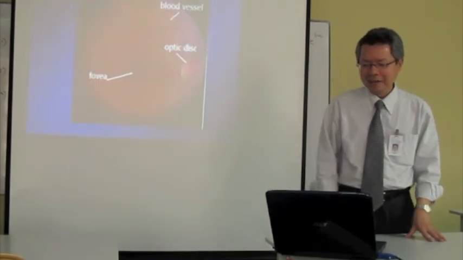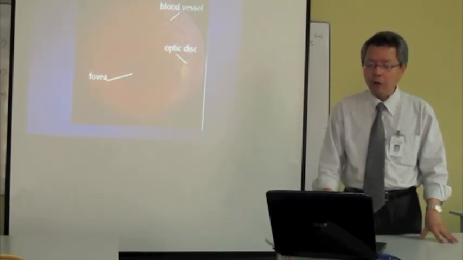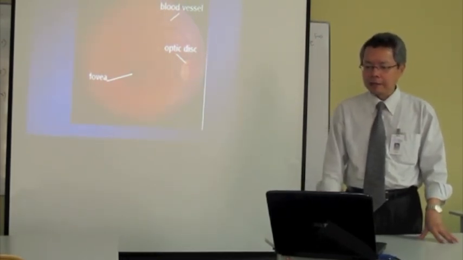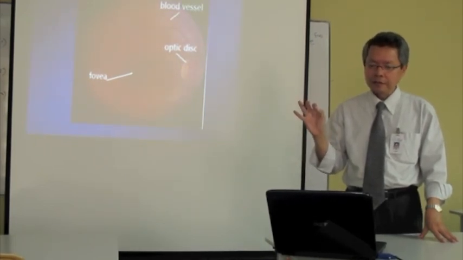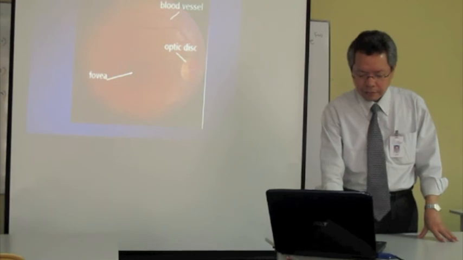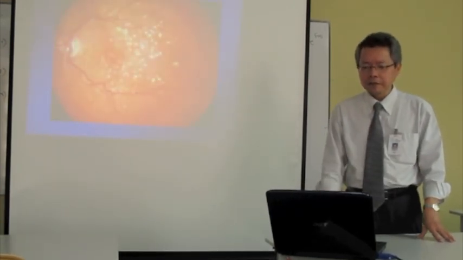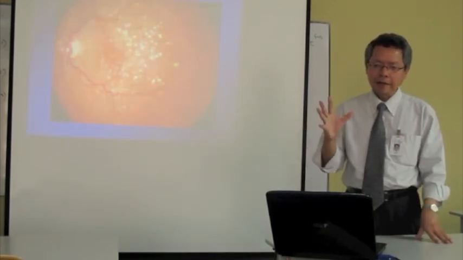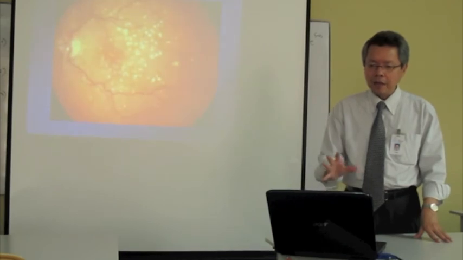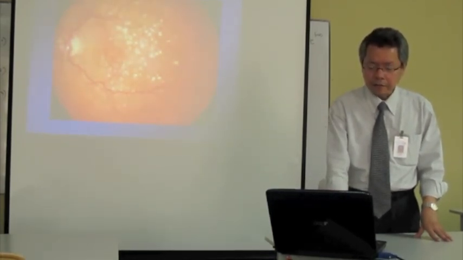That's it. Or in the back of the eye, when I use an instrument called the ophthalmoscope or a fundoscope, I can see the optic disc, the fovea, and the blood vessels. So in a diseased eye, this is what you see. Things happen, changes, whitish, blood, blackish. These are not common, not normal things. Signs.